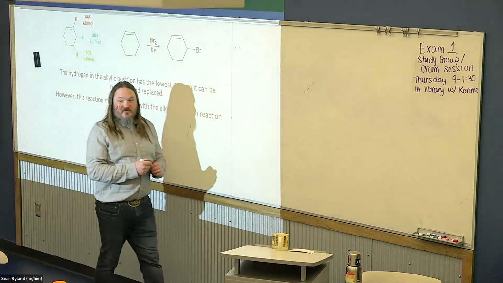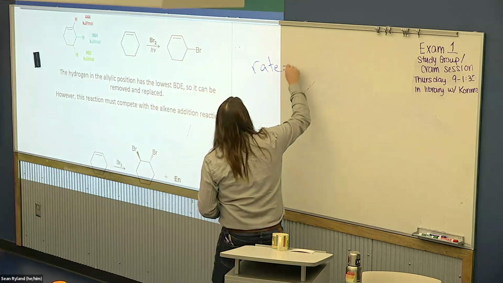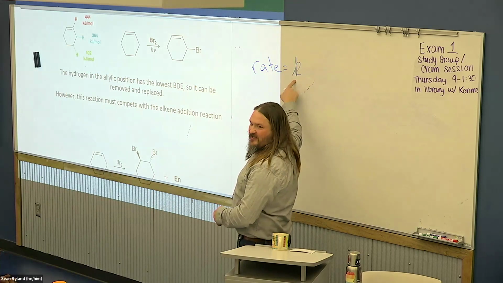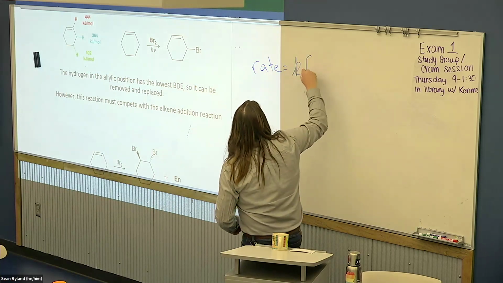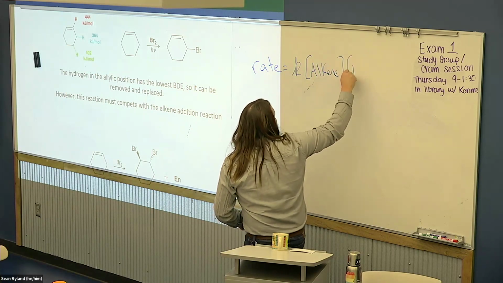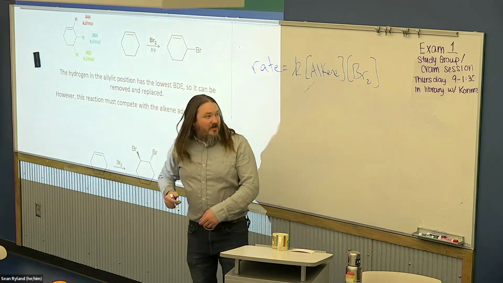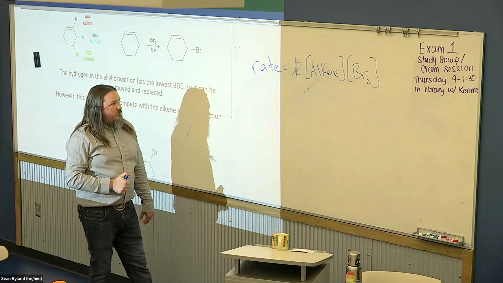Well, temperature is always a good option, but that's going to slow everything down, right? So concentrations, because temperature is going to affect K. But the other way we can slow this down is by affecting that concentration.